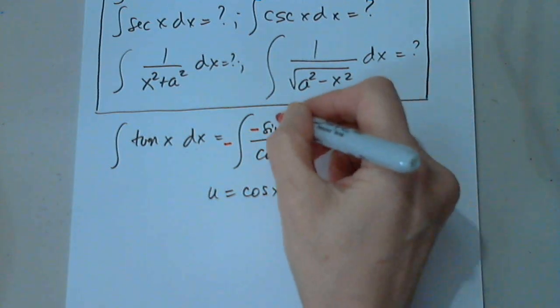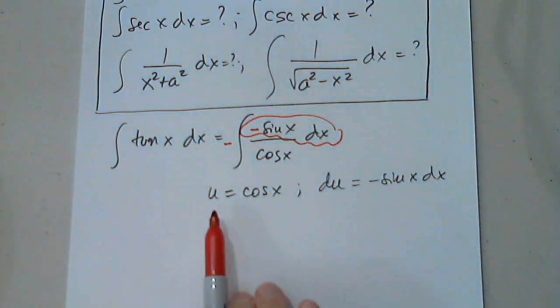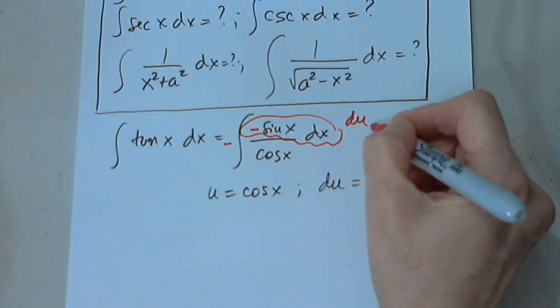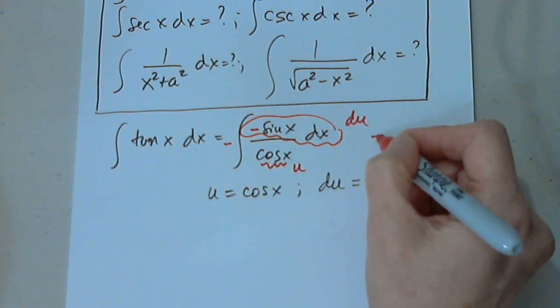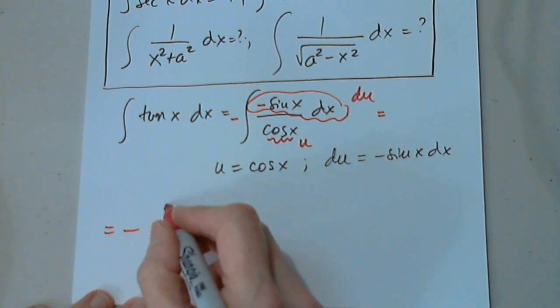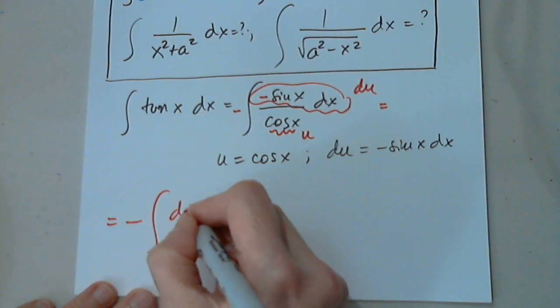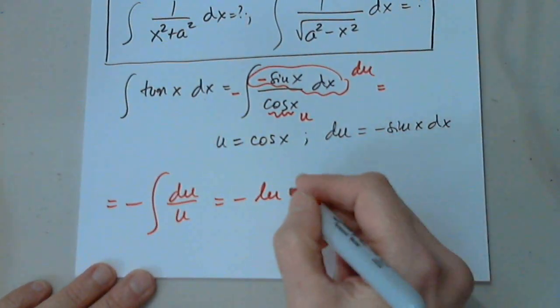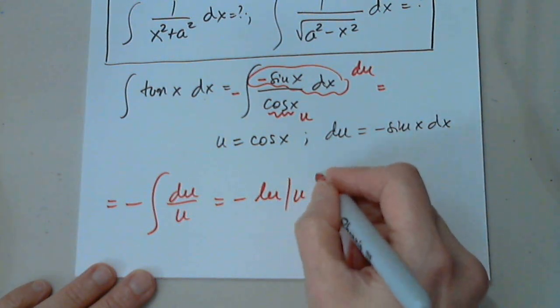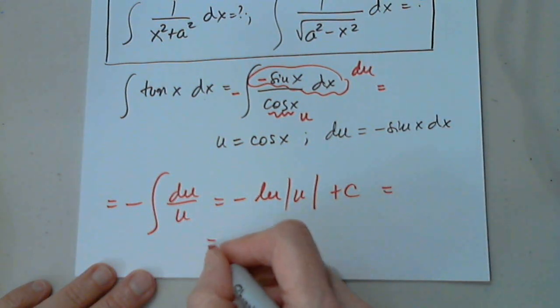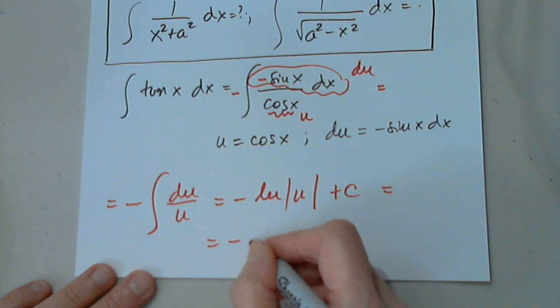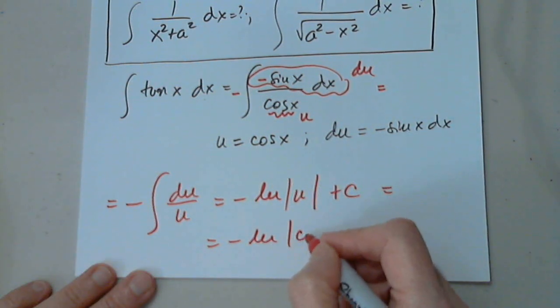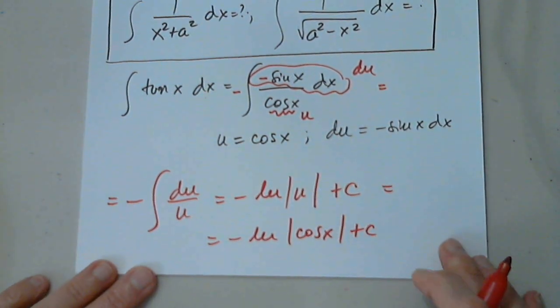That's my opinion. You can use other methods. So basically this is du and this is du. So all we have is negative the integral of du over u. And we know that this is negative natural log of the absolute value of u plus a constant c, which is nothing else but negative natural log of the absolute value of cosine x plus a constant c.